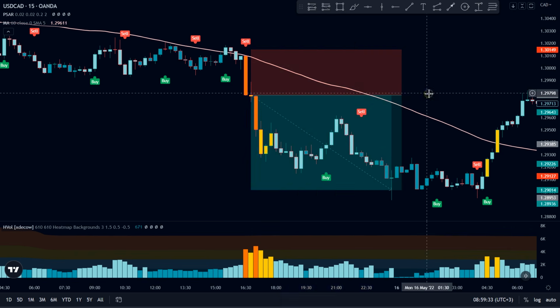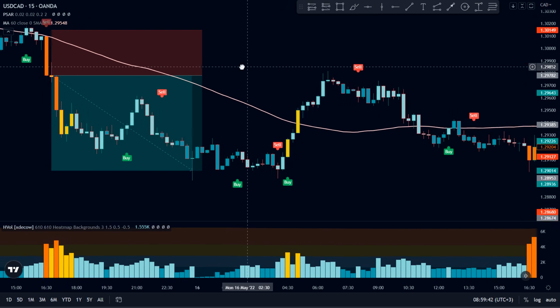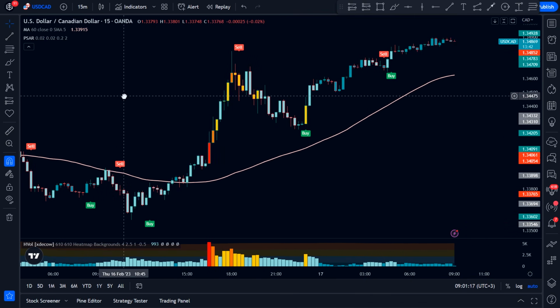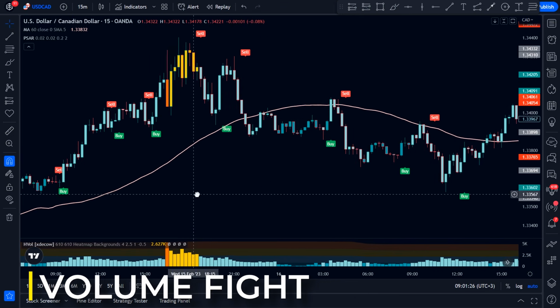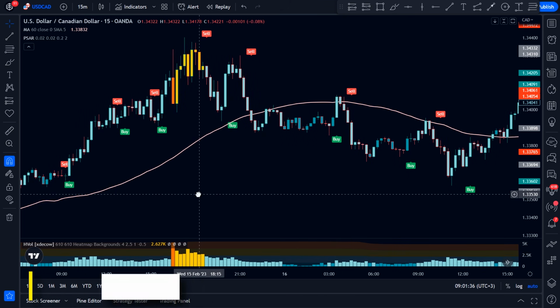This is a really good indicator, and I definitely recommend it. Go ahead and play around with it and see what strategy you can come up with. Now, in the second place, we have a volume indicator called volume fight. This indicator is so powerful and can help you avoid a lot of losses when live trading.